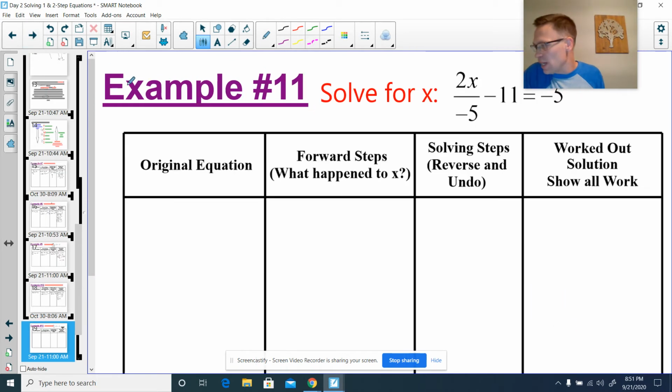All right, next example, and that's the last one I think we're going to cover here. And that's example 11. So original equation, 2x over negative 5 minus 11 is equal to negative 5. All right, what's happening to x? Now, this is actually, you can think of this equation 2 ways. So if we think about what's happening to x, if it's written this way with a large fraction bar, you're more likely to think of this as, well, x is being multiplied by 2 and then divided by negative 5, okay? And that's true. That's not an incorrect way of thinking.